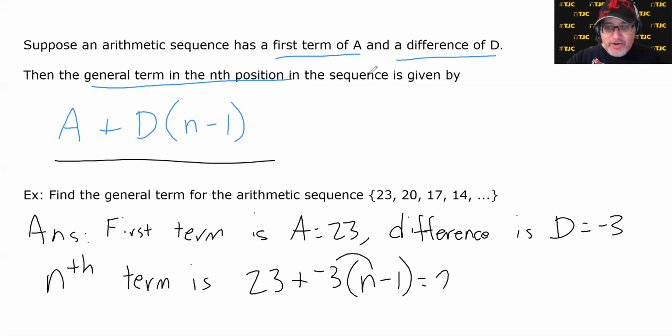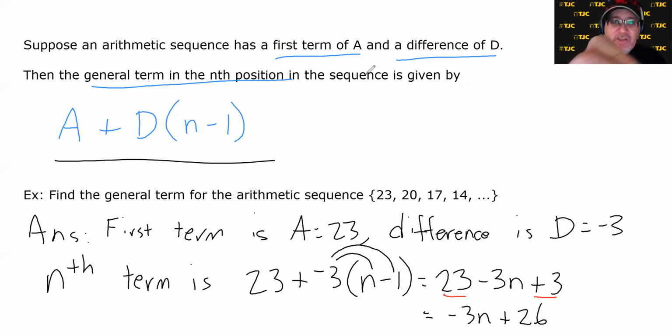Well, let's bring our 23 first. -3 times n is -3n. And -3 times -1, negative times negative is positive, and 3 times 1 is 3. And now we have two like terms to combine. We have this 23 and this +3. And so if we write it with the term with the n first, we have -3n. 23 plus 3 is 26. And that would be our final answer.